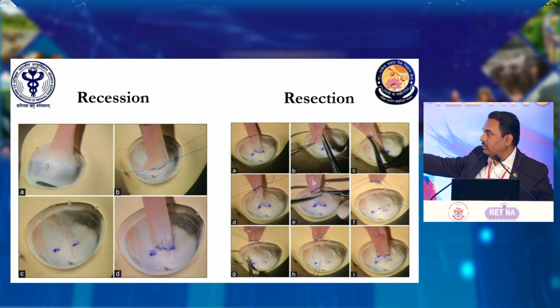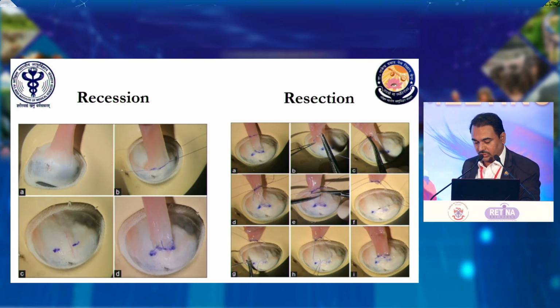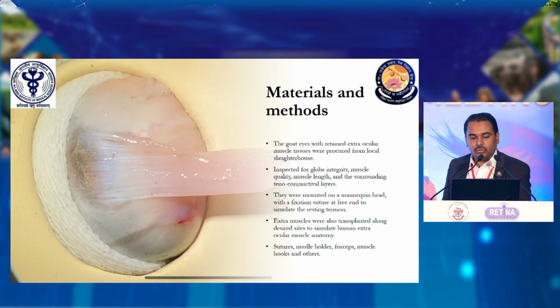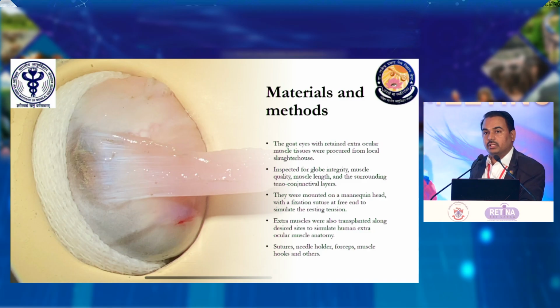So this is simple recession and resection surgery. That is recession, this is resection surgery. Similarly, that is one possibility which I published. Later, we wanted to see whether we can simulate other complex surgical procedures which are very important in strabismus, and also oblique muscle surgeries.